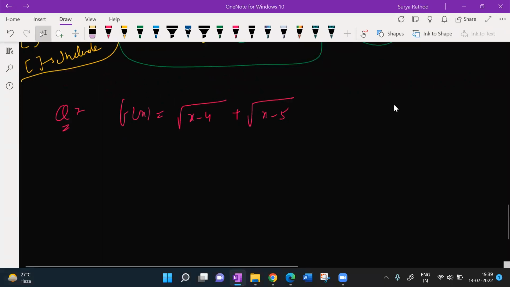Everyone tell me the answer of this question. Domain of this function is what? What is the domain of the given function? Yes. Who is Sirisha? Sirisha V. Who is that?